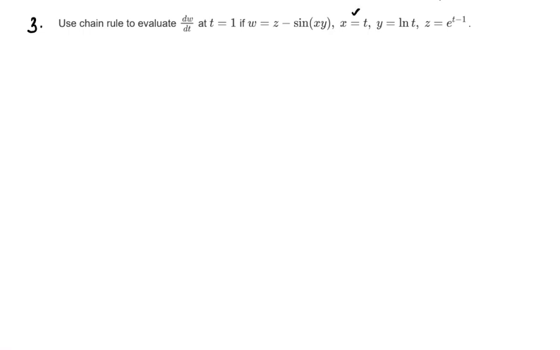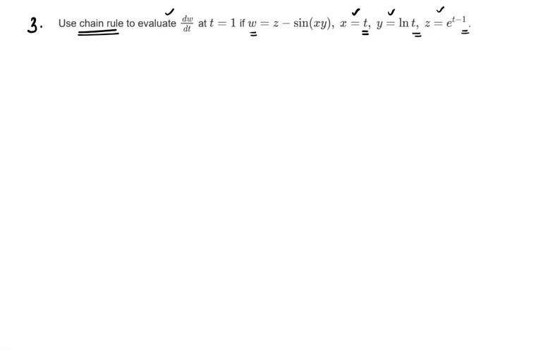Look at this, the functions x, y, z are given in terms of t, right? And here the w value is in terms of z, x, y, right? But the question says we have to find the value of dw/dt. So here we have to use chain rule. So using chain rule, we can find out the answer.